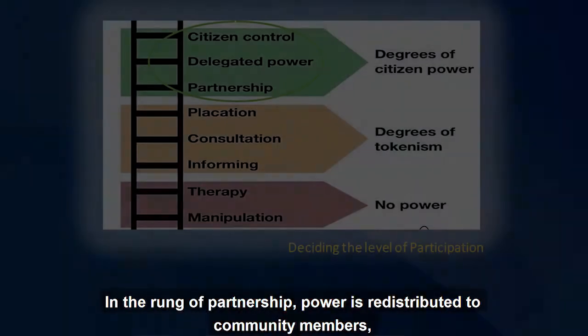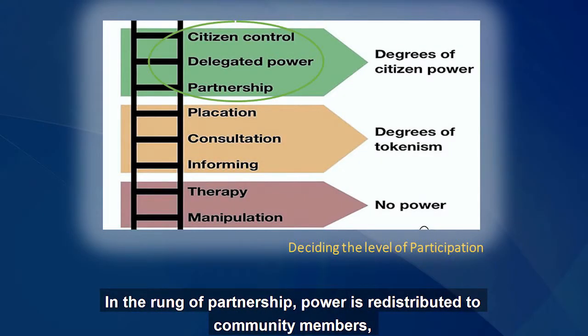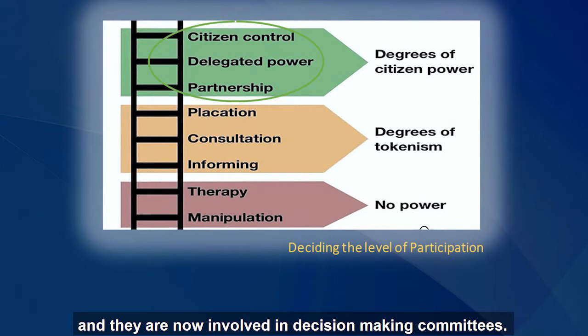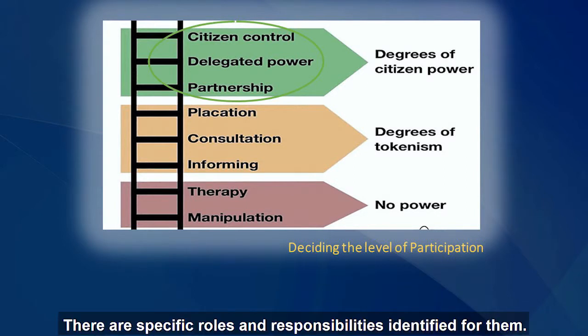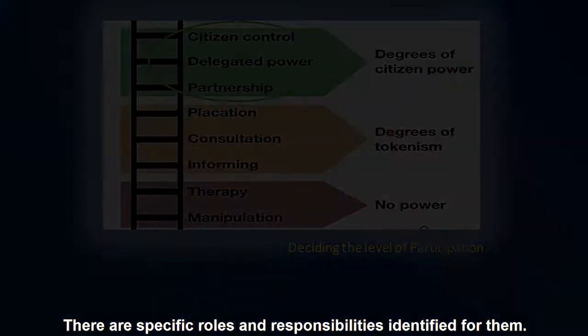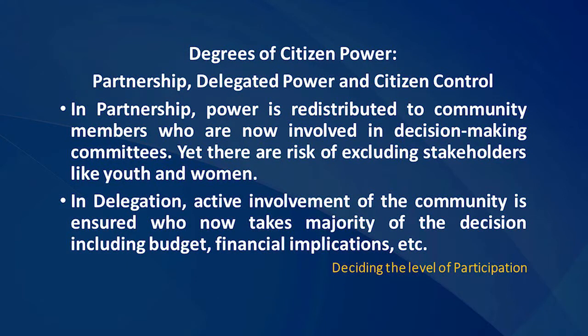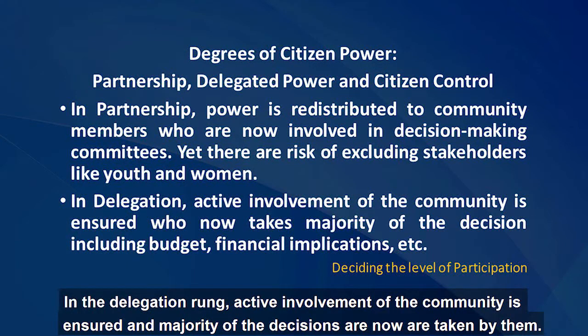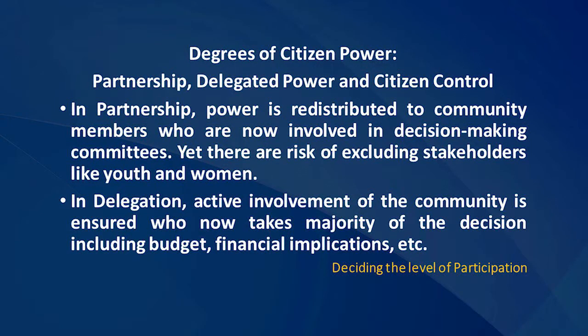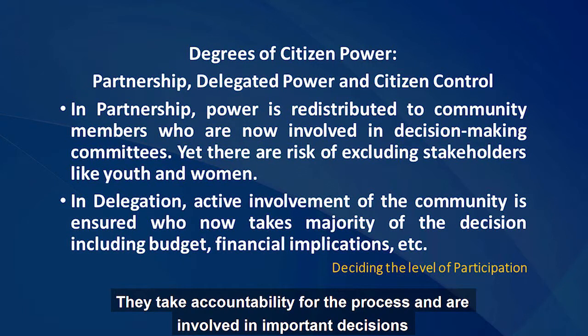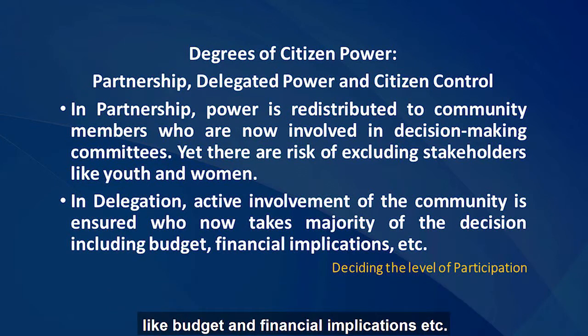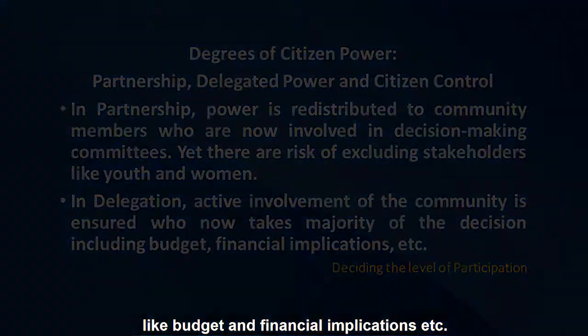In the rung of partnership, power is redistributed to community members, and they are now involved in decision-making committees. There are specific roles and responsibilities identified for them. However, there is still the risk of excluding some stakeholders like the youth or women. In the delegation rung, active involvement of the community is ensured and majority of the decisions are now taken by them. That is, the community members. They take accountability for the process and are involved in important decisions like budget and financial implications, etc.